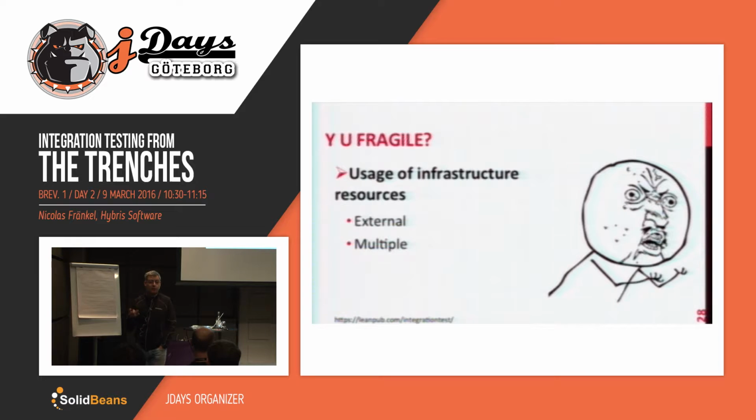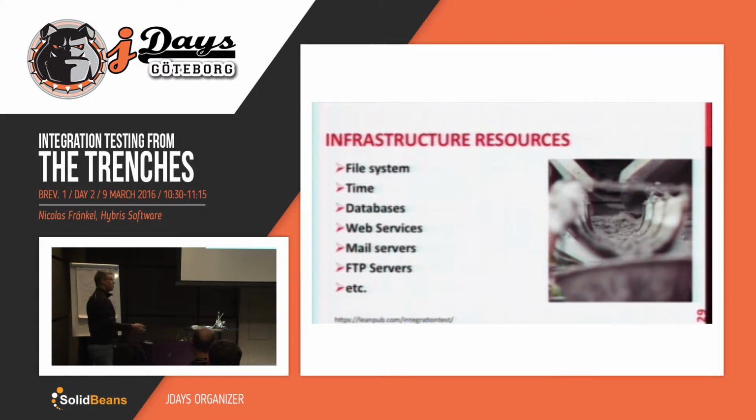The file system is the first external resource that you might use, because you want to read a properties file, because you want to log files, because of the time. Time is also something which is pretty stupid, but it's also qualified as an external resource. The most common and widespread that we reason about are databases. But you also have FTP servers, mail servers, whatever. Whatever your application uses qualifies as an infrastructure resource.